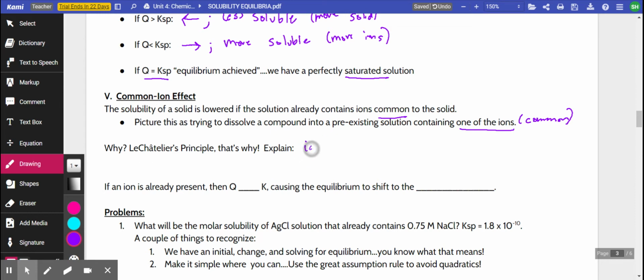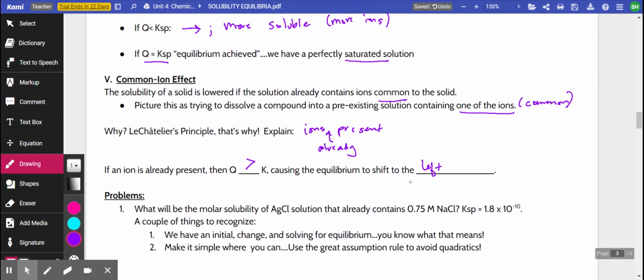So it's going to be more difficult to get it to dissolve, and that is because of Le Chatelier's principle. If you already have ions that are present, that means that the concentration of the ions is greater, and Q is going to be greater than K, which means that the equilibrium is going to shift to the left, which means you're going to have more solid, fewer ions. The concentration of the ions is going to be lower than what you would expect because there's already a common ion in the solution. So since there are ions already present, it's going to shift that equilibrium to the left.